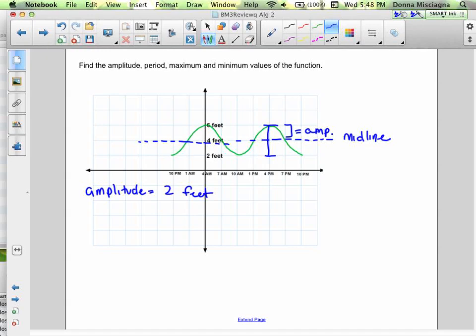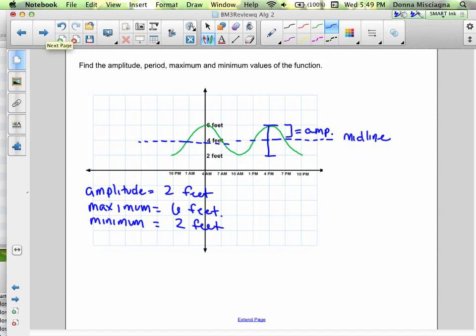Okay, and then let's find the maximum and minimum, because that relates to the amplitude. So the maximum is the highest value that keeps repeating. That would be 6 feet. The minimum is the lowest value. That would be 2 feet.